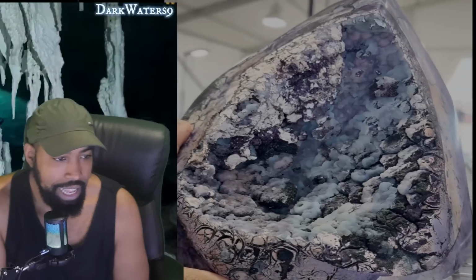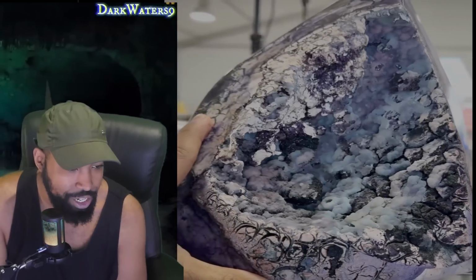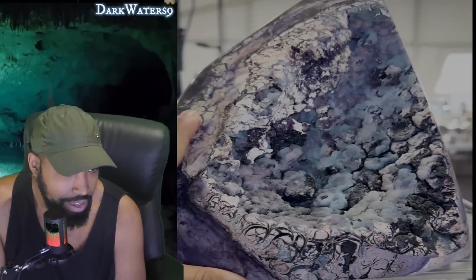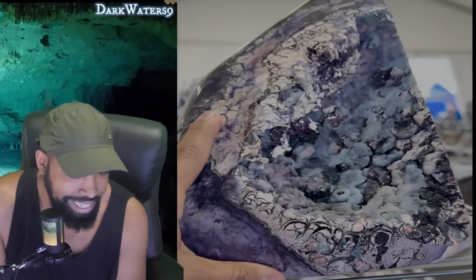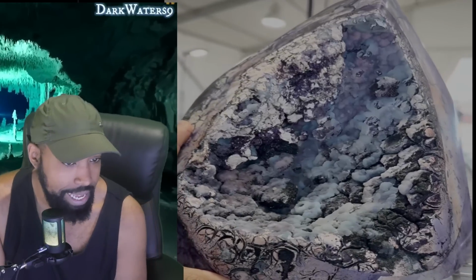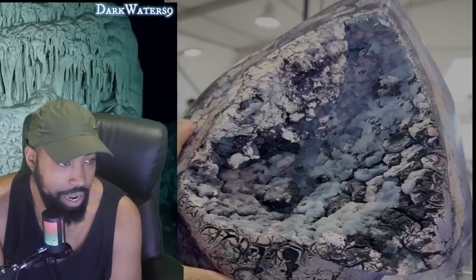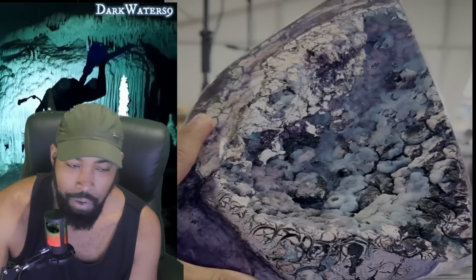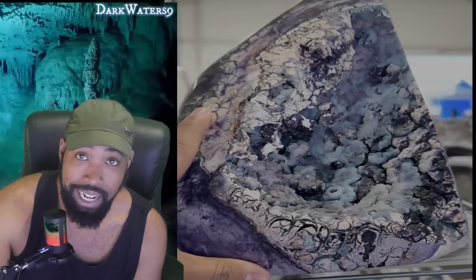It almost looks like a purple sea creature opening his mouth. How crazy is this? This is an extraordinary piece. I would call this Great Purple Shark. If you guys know the name of this stone, drop it in the comments below.